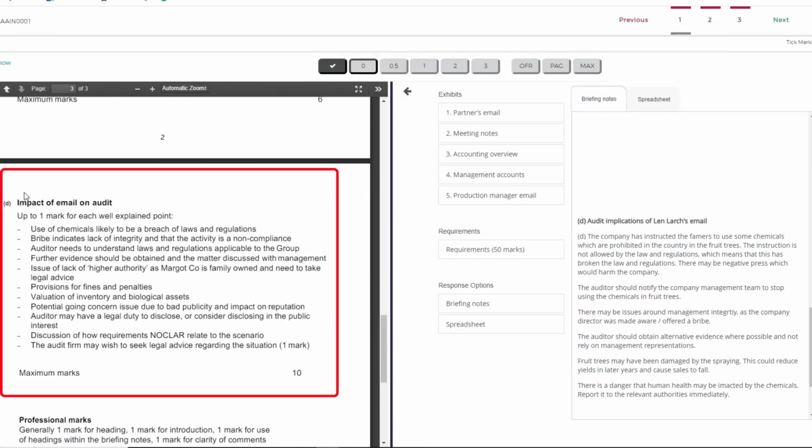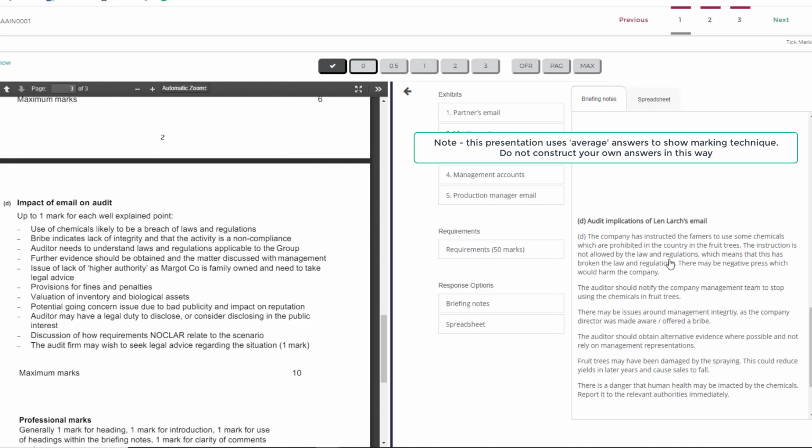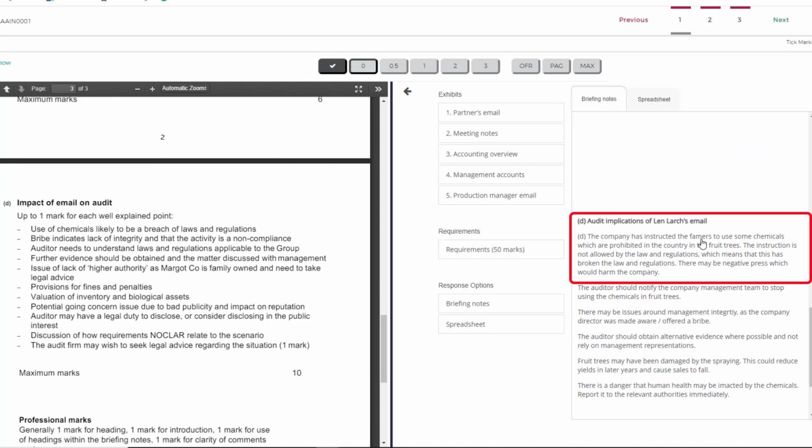Now here's the marking scheme for this particular requirement. And here is an example answer for you to have a go at marking. Pause the recording here and have a go at marking this for yourself using the marking scheme. Right, let's compare notes. First point.